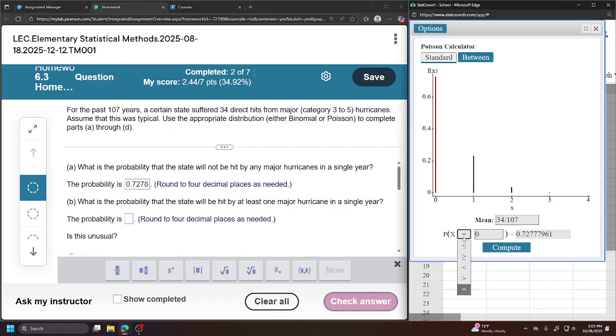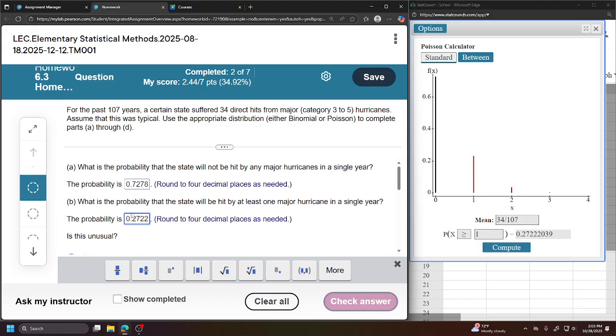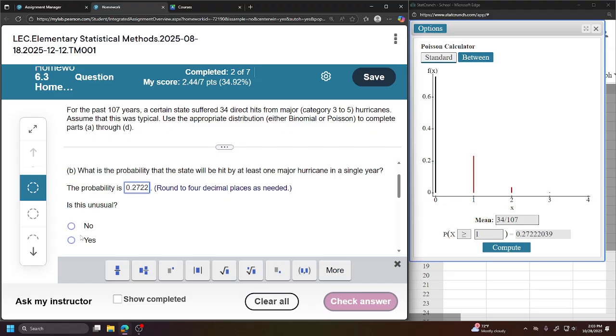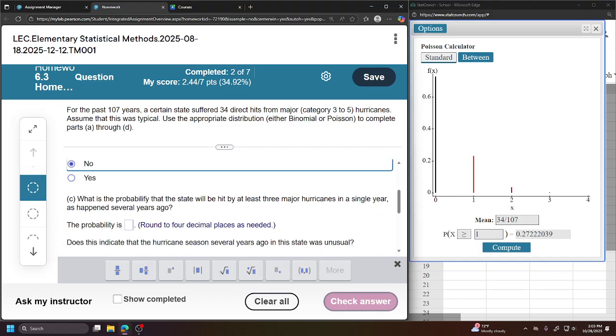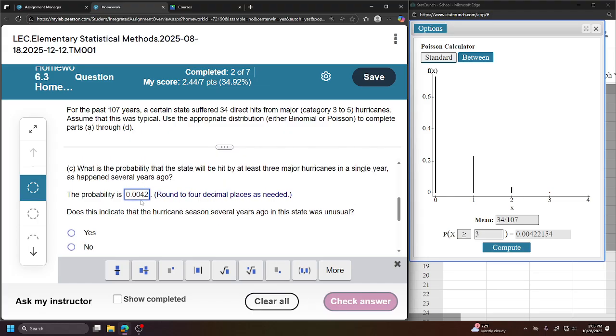What would I put now? At least one. Greater than or equal to 1. Very good. And it really is the opposite here. 2722. Are any of these numbers here unusual? Are they less than 5%? I got 20%. Are they less than 5 though? Not this time. It says it'll be hit by at least 3. Same thing, I'm just going to put in a 3 now. 0042. Was that unusual? Is this less than 5%?